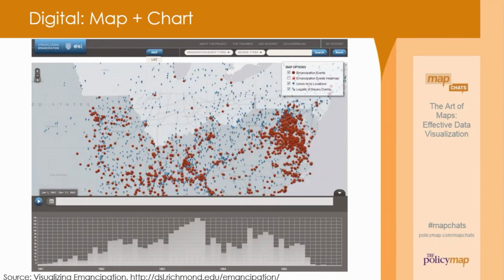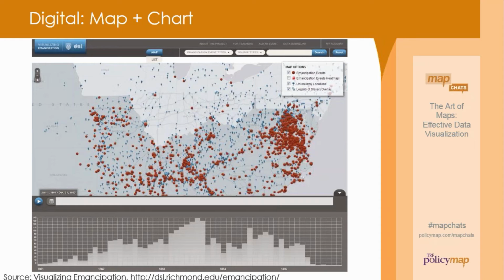A similar map plus chart juxtaposition. This is a project Azavea worked on some years ago with the University of Richmond around visualizing emancipation. And the timeline here is the Civil War period. And there's an ability to play this back, so it uses animation to some extent, but also the ability to juxtapose an amount of something over time.